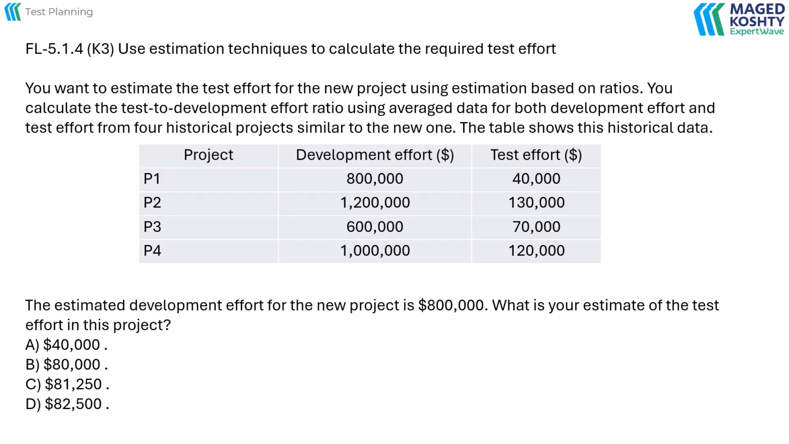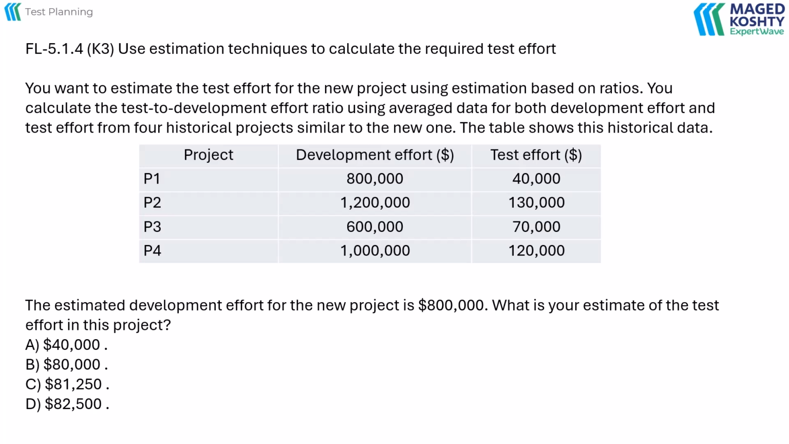This is an example of estimation based on ratios. You will not find the same scenario in similar questions. They will give you a different scenario and ask you to find the ratio in this specific scenario. So don't panic if you see a scenario that you haven't seen before. We have the data of 4 projects. We need to get the average development to test ratio. We add all the development efforts and divide it by 4 to get the average.